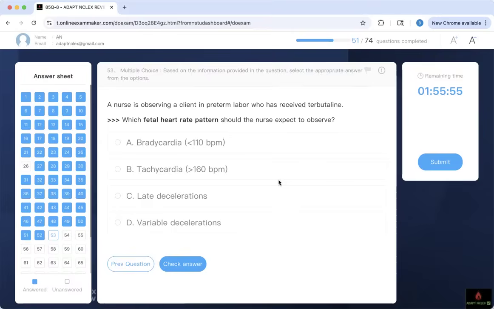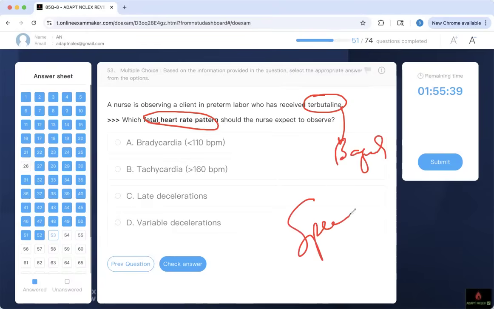You pick your answer? Good. Let me show you how you can answer this question so easily. It's a fetal heart pattern, okay? Terbutaline, okay? What is this? It's a beta agonist. Beta agonist, it speeds things up like Albuterol. It makes things go up, but it makes your uterus slow down, preterm labor.